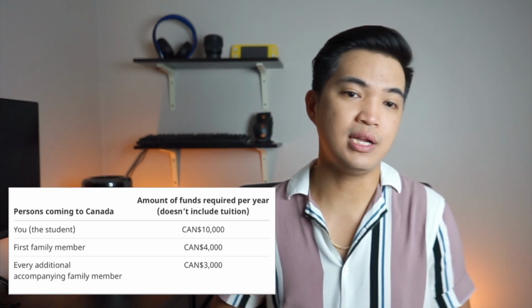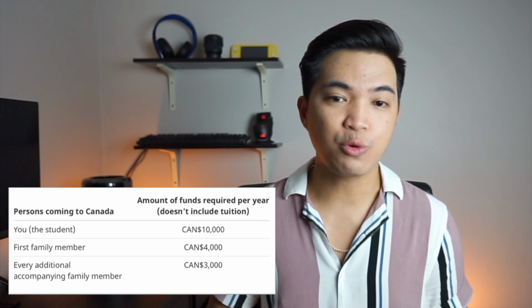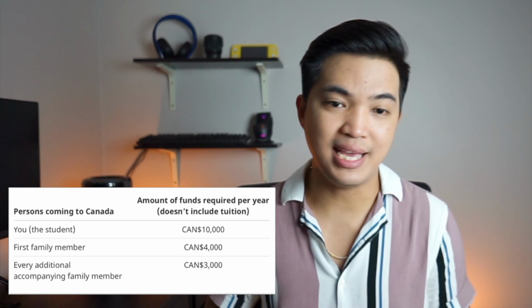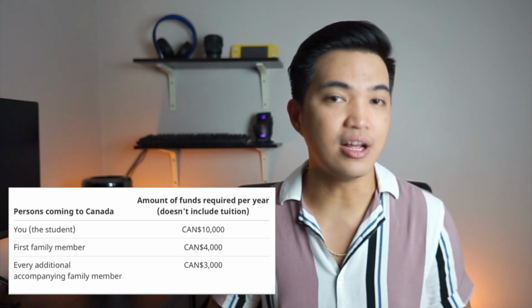So with regards to the POF, or the proof of funds, for a Canada study permit, this is the minimum required for the regular stream application in all provinces of Canada except Quebec. If the person coming to Canada is the student alone, the amount of funds required per year, which doesn't include the tuition fee, is 10,000 Canadian dollars.